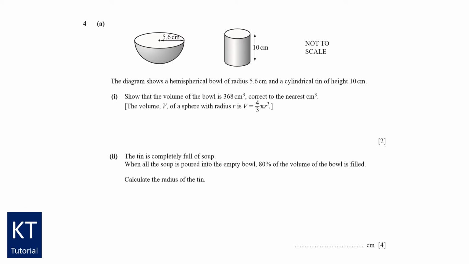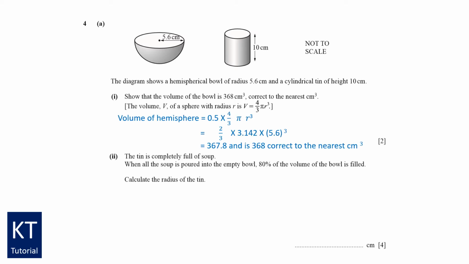Question 4a. The diagram shows a hemispherical bowl of radius 5.6 centimeters and a cylindrical tin of height 10 centimeters. Show that the volume of the bowl is 368 centimeters cubed, correct to the nearest centimeters cubed. You can show this by inserting the radius parameter into the formula for the volume of a hemisphere. In this case, the formula for the volume of a hemisphere is half that of the formula for the volume of a sphere.